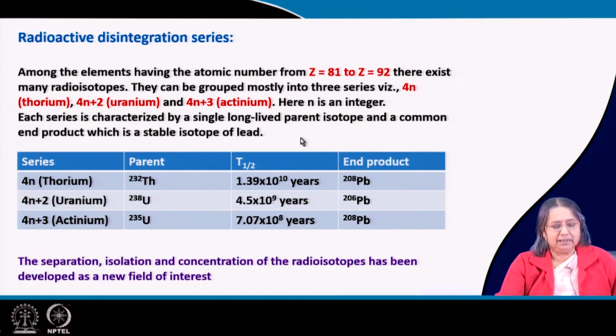Now, T half. It is also characterized by the T half. I told you that this is a very characteristic thing for the radioactive elements. So, this is 1.39 into 10 to the 10 years, this is the half life for thorium, and then this one 4.5 into 10 to the 9 years, this is the half life for uranium 238, and 7.07 into 10 to the power 8 years, this is the half life for uranium 235. So, these are the 3 series.